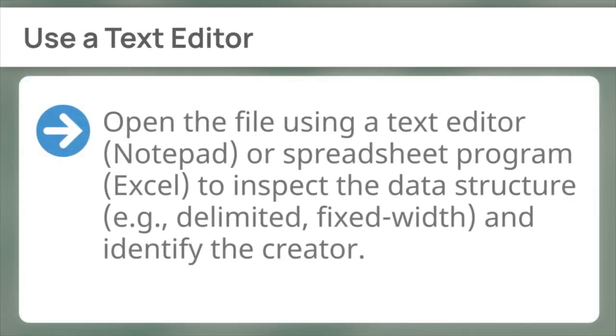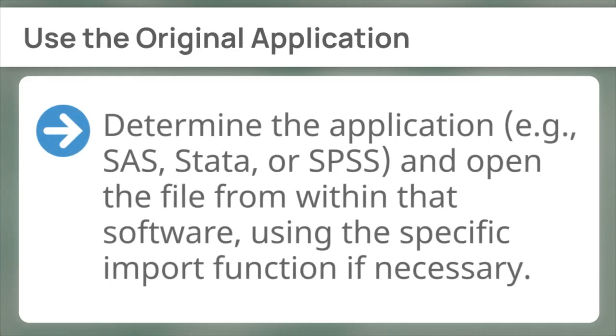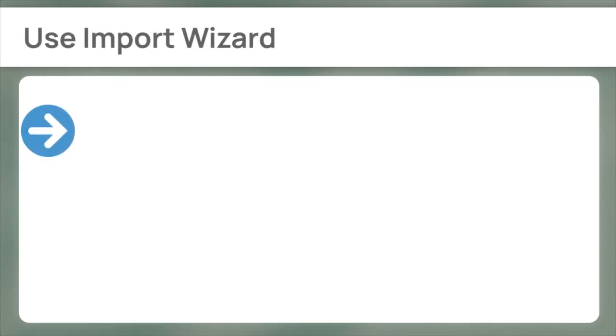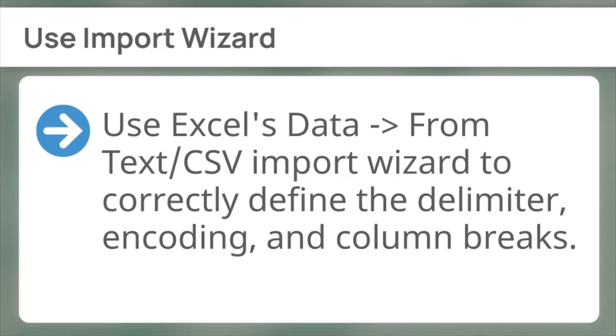First, use a text editor. Open the file using a text editor, Notepad, or spreadsheet program, Excel, to inspect the data structure, e.g. delimited, fixed width, and identify the creator. Next, use the original application. Determine the application, e.g. SAS, Stata, or SPSS, and open the file from within that software, using the specific import function if necessary. Finally, use Import Wizard. Use Excel's From Text/CSV Import Wizard to correctly define the delimiter, encoding, and column breaks.